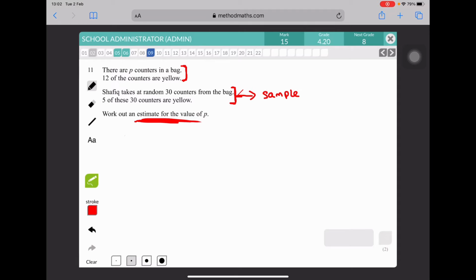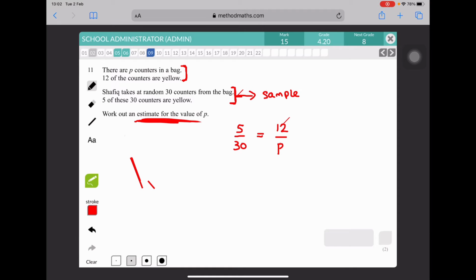This is a sample. And so what we would need to do is write the fraction of yellow. The fraction of yellow counters in the sample is 5 over 30. And the actual fraction of yellow counters over the total is 12 over P. Now we need to work out what P is, but of course it's going to be an estimate because we have a sample and it doesn't necessarily represent the whole population.